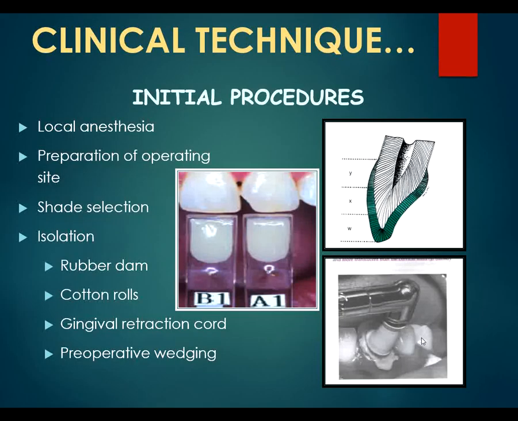Now the clinical techniques, how we can do a composite restoration. The steps of the restoration are: local anesthesia. First of all, we will give local anesthesia to the patient. Second step is preparation of the operating site, shade selection of the composite, isolation. For isolation, we can use rubber dam, cotton rolls, gingival retraction cord, pre-operative wedges.